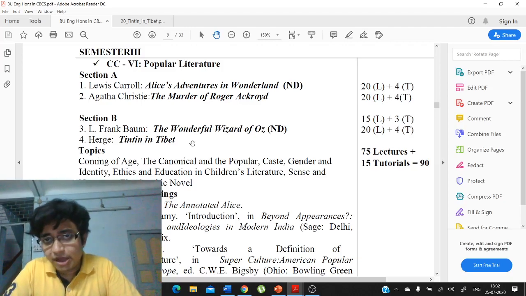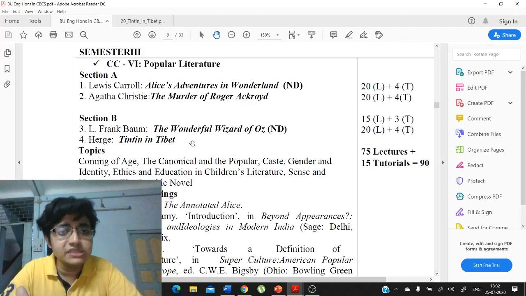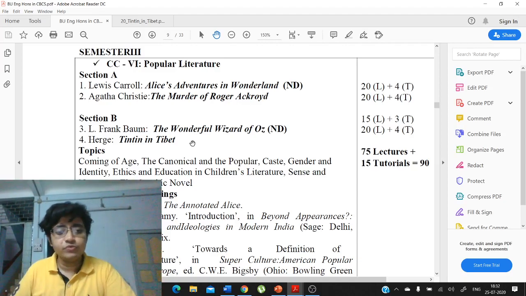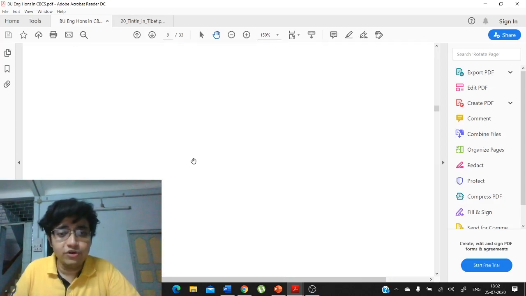You also have to know about graphic novels, what a graphic novel is, what the examples of graphic novels are, and how a graphic novel differs from comics. All these things are in CC6 of your syllabus.